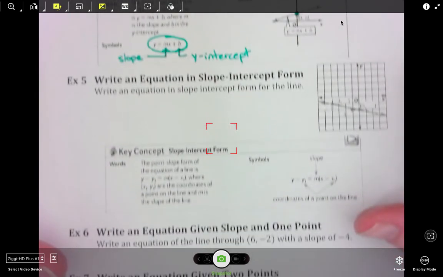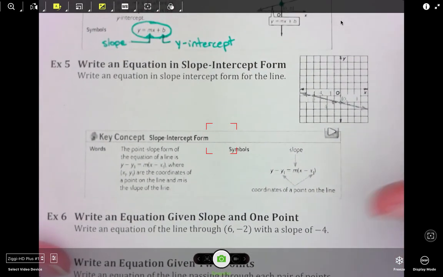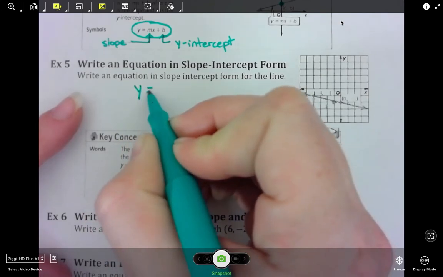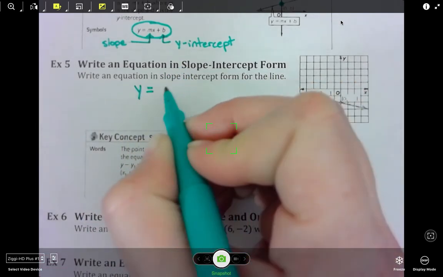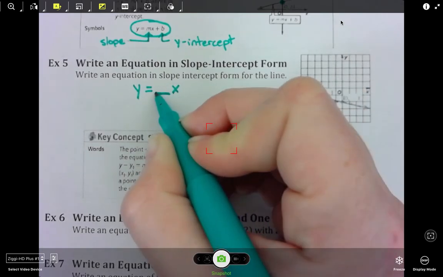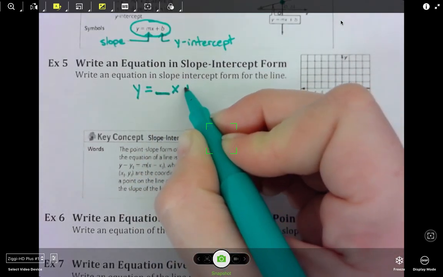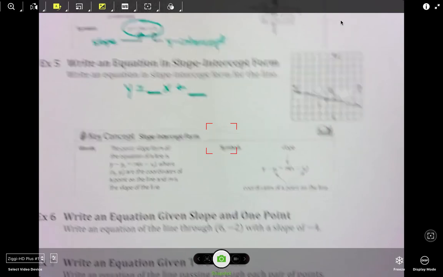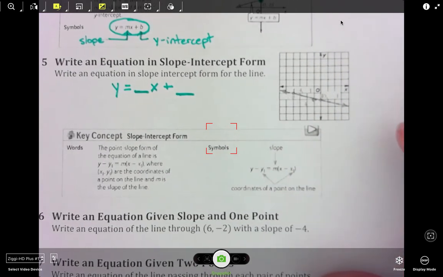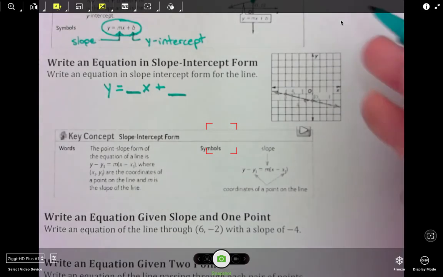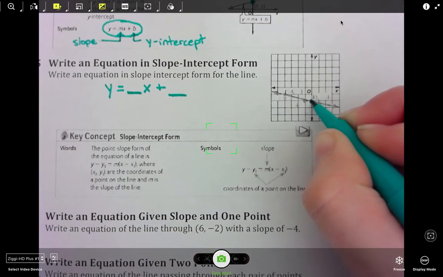So they want us to, in example 5, write this equation in slope-intercept form. So I know it has to look like y equals mx plus b. When I write slope-intercept form, I'm going to find what the slope is, and I'm going to find what that y-intercept is. The x and the y stay in there, but the slope and the y-intercept are what I need to fill into the equation.